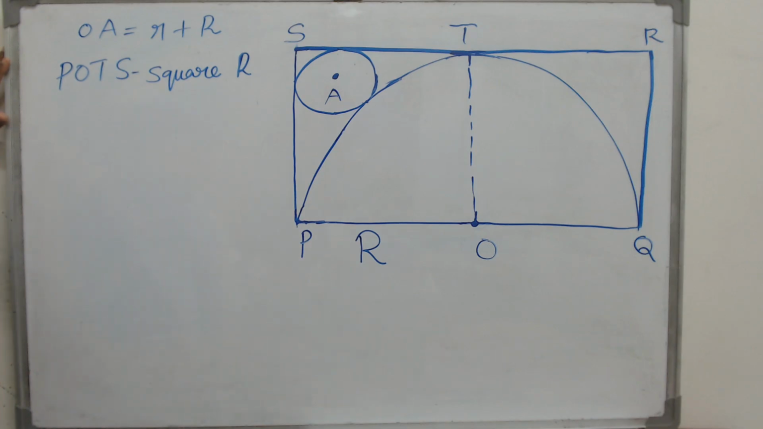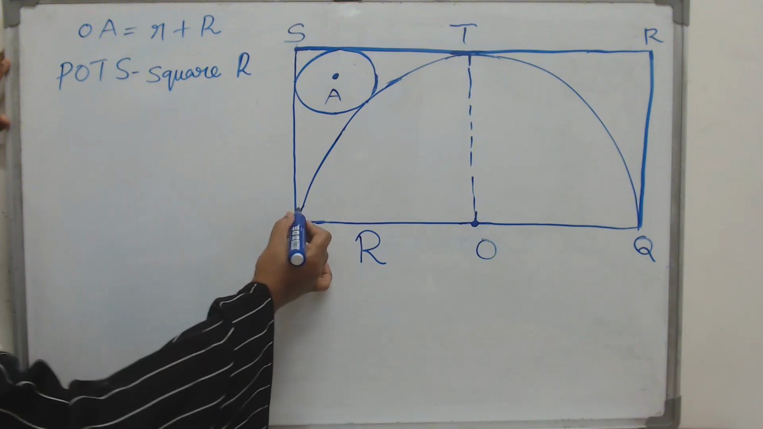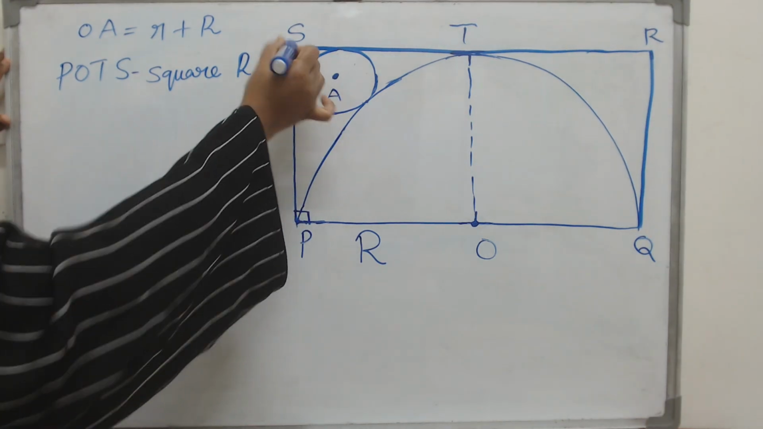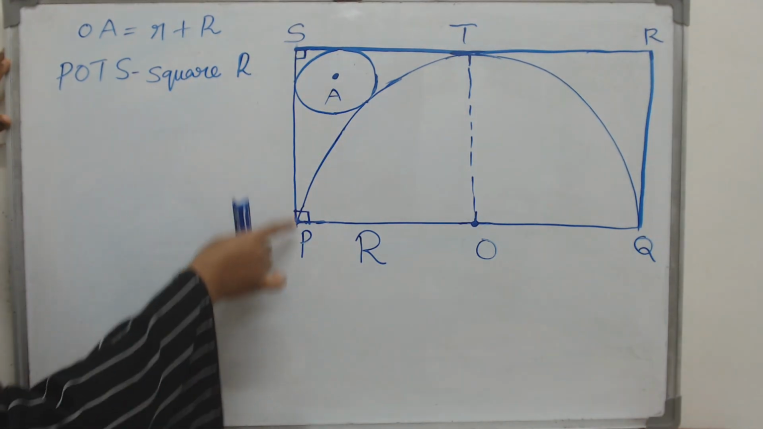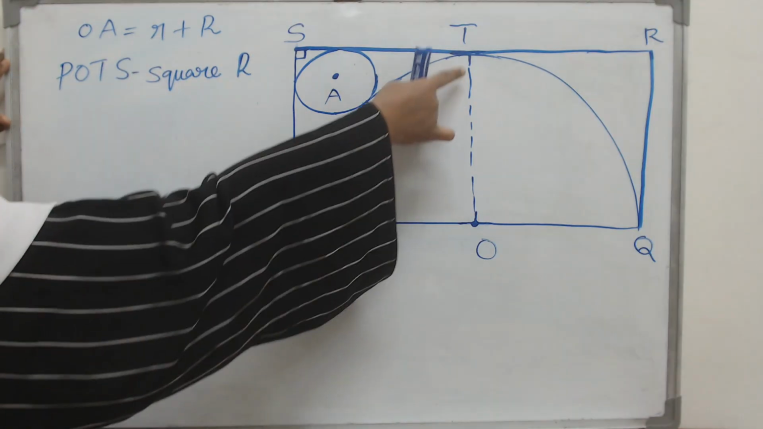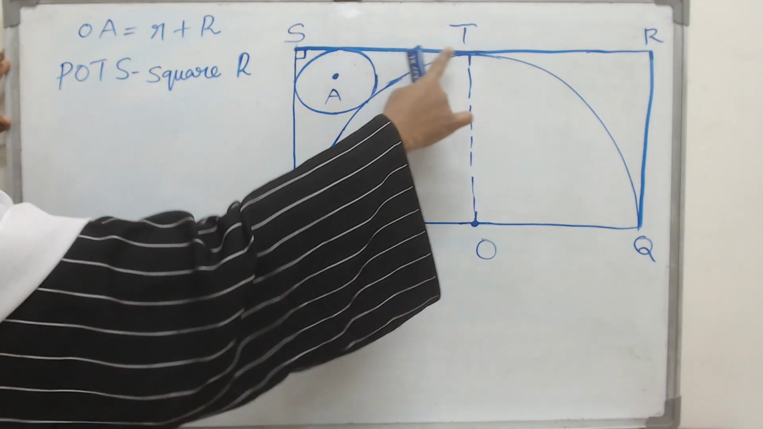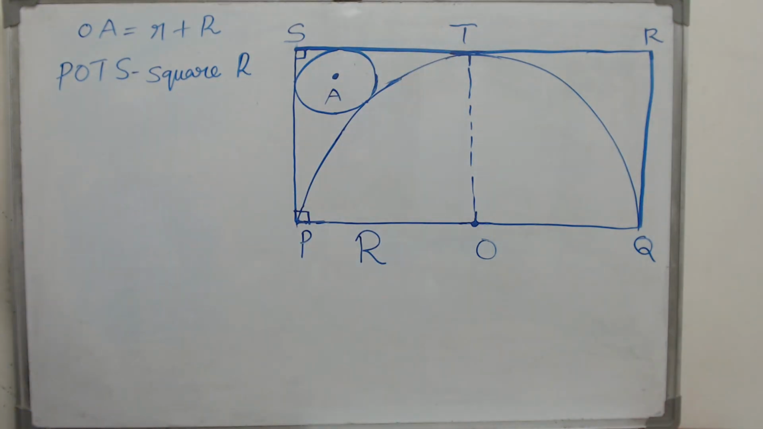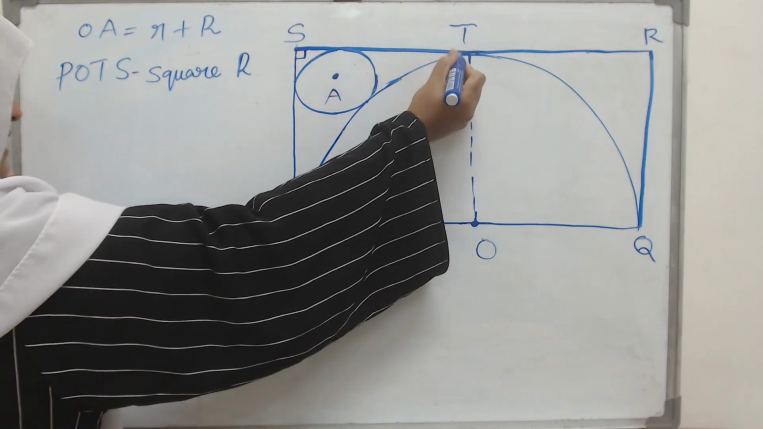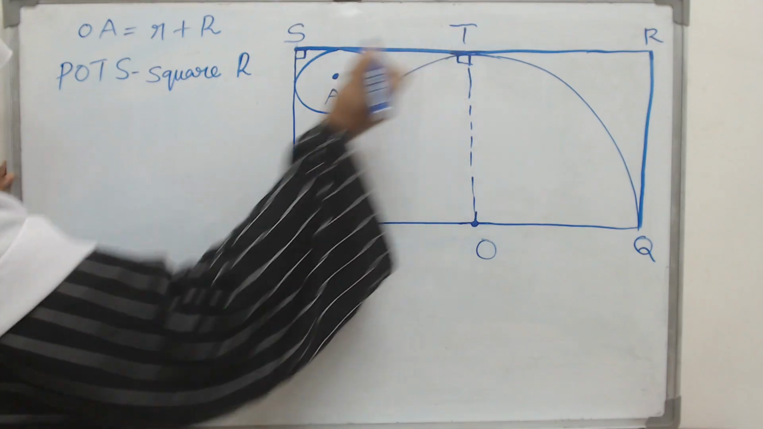What we started with, our PQRS, was a rectangle, which means what? All the 4 angles of a rectangle are 90 degrees. So angle P is 90 and S is 90. And what else do you notice? Here you have a radius, and this is a tangent because it touches exactly in one point. And what do we know? The place where the radius and the tangent meet, they make 90 degrees.